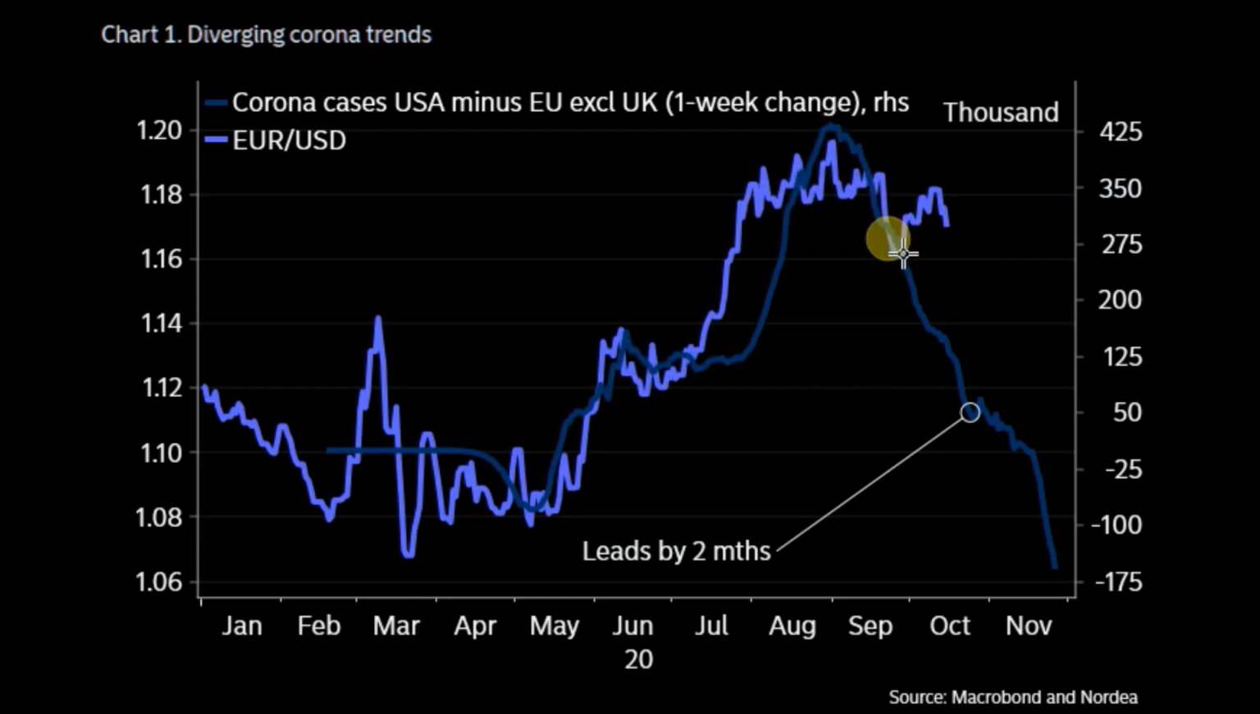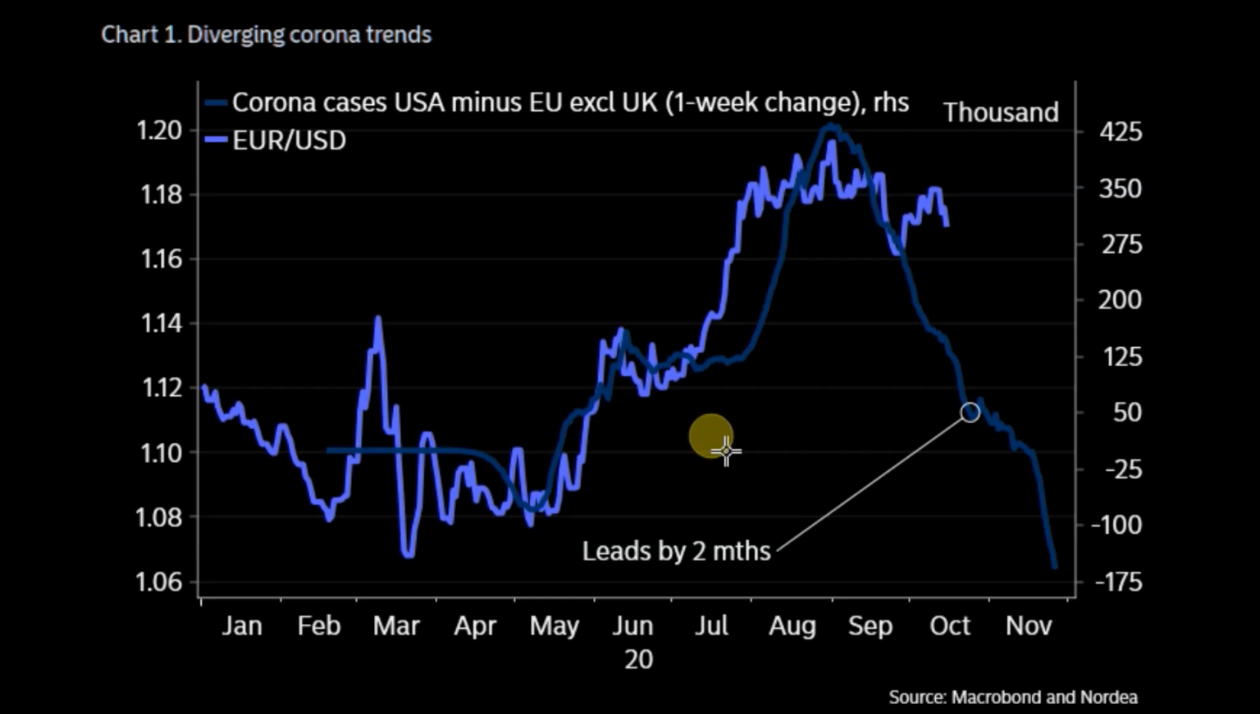Now, of course, cases in the US have rolled over. This line is falling away. This line should play catch up, okay? Or the euro USD should go down. Now, the virus is obviously very important in terms of this pair, but there's other factors that are going to hit the euro as well.